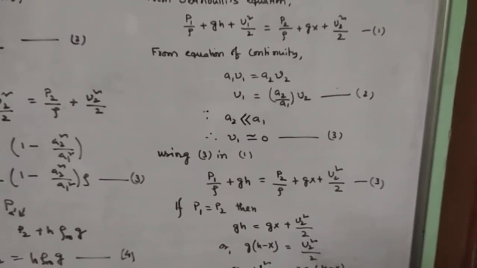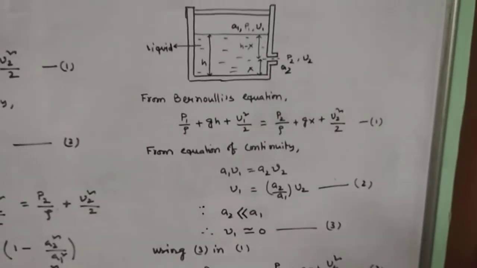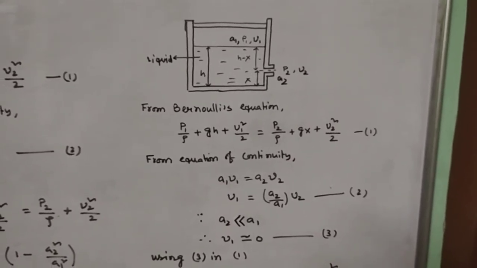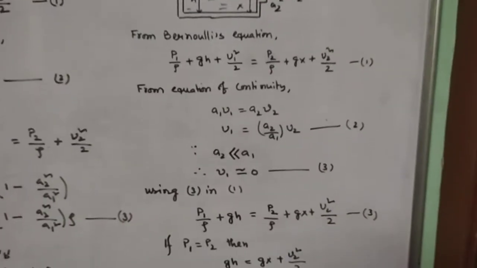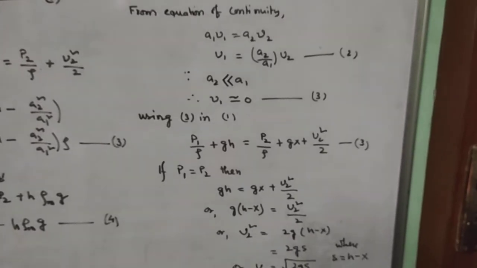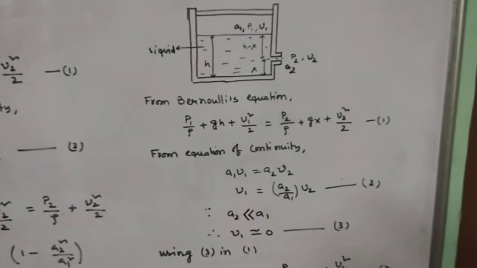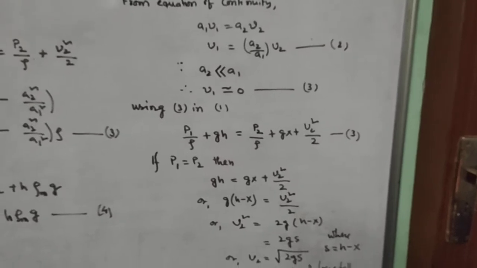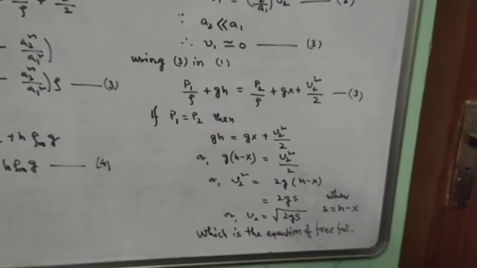So you have gH equal to gx, V2 square by 2. So g(H minus x), where H minus x is nothing but the height of the narrow opening from the free surface. So g(H minus x) equals V2 square by 2, so V2 square equals 2g(H minus x). If you consider H minus x as S, then V2 square equals 2g(H minus x), or V2 square equals 2gS, or you can say V2 equals root over 2gS.